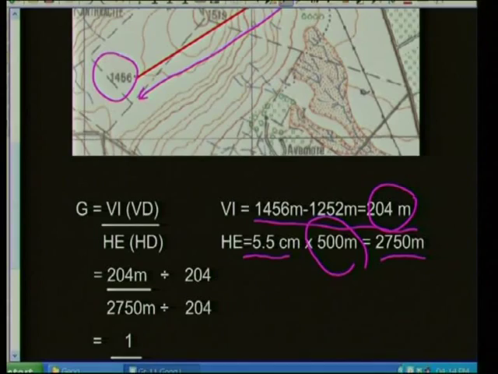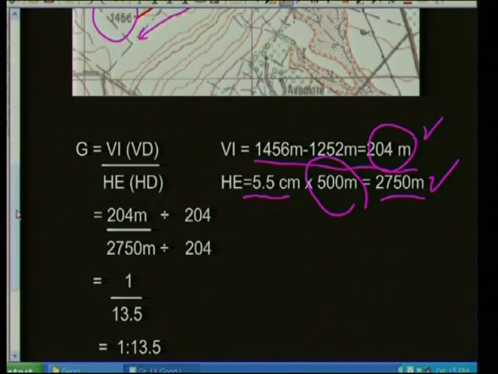So I need to look at it now, learners. Do I have my VI? Yes. Do I have my HE? Yes. Can I now work out? Yes. I say 204, that's my VI, divided by 2750, that's my HE.